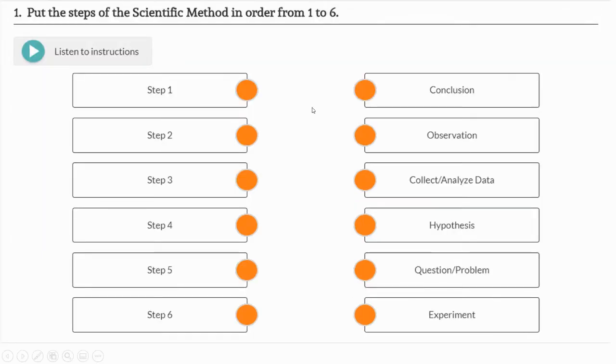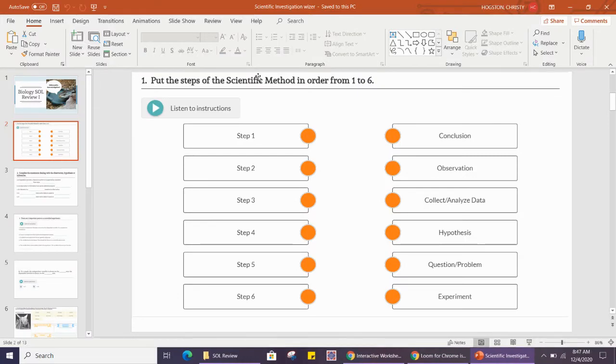Scientific method SOL review. We've got question number 1 here. With question number 1, we're going to be putting the steps of the scientific method in order from 1 to 6. The instructions here, if you listen to the instructions, say to remember that only people have eggnog during Christmas. All right, so let's put these together.